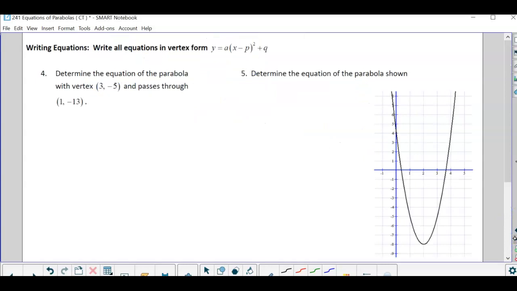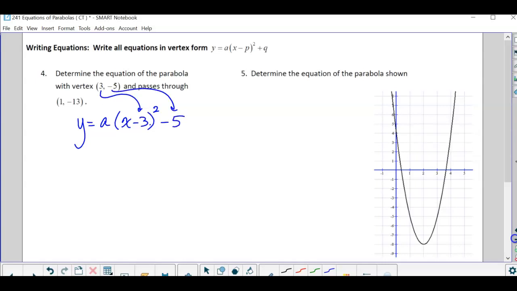Writing equations in vertex form. So determine the equation of the parabola with vertex (3, -5) passing through a point. So we can come up with most of our equation. We just don't know what a is. Because the vertex, remember, opposite sign. So if it's 3, then it's x minus 3. Then your negative 5 is outside the bracket, so minus 5.